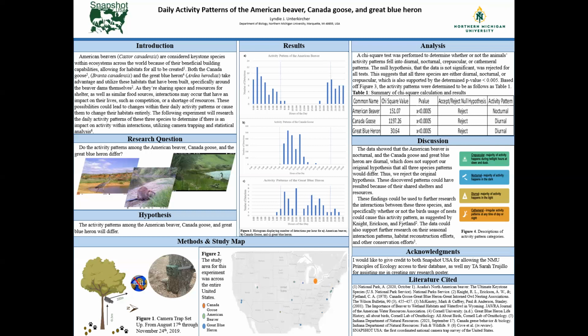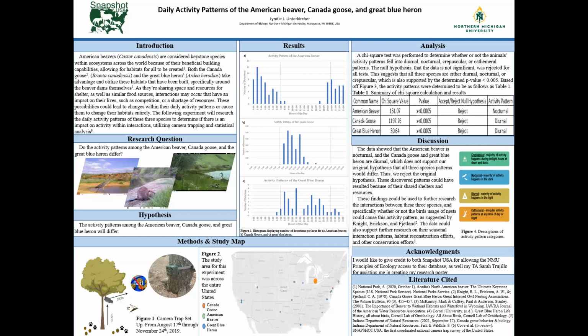To achieve my goal, I used Snapshot USA 2019 camera tracked data, which not only helped me examine resource partitioning among my target taxa, but also allowed me to quantify their activity patterns such as being diurnal, nocturnal, crepuscular, or ephemeral, and tests hypotheses about resource partitioning among these species so that I can better understand the ecology of the species I care about. The data used was collected from areas across the entire United States.